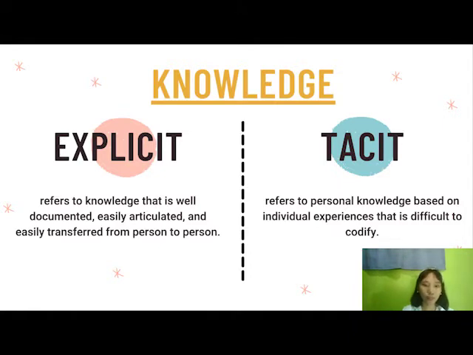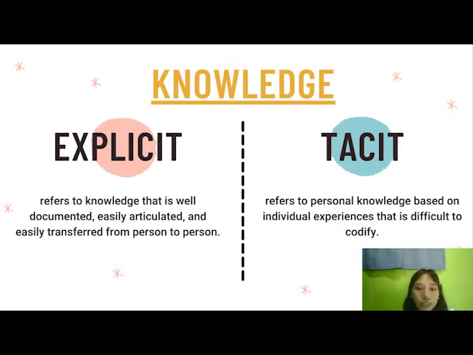Thus, it is important for us to have knowledge of the two kinds of knowledge related to informal learning, which are the explicit and the tacit knowledge. Okay. First, explicit knowledge refers to knowledge that is well documented, easily articulated, and easily transferred from person to person. Explicit knowledge deals with knowledge that is mostly written down or structured. It is more formal and easily shared. Examples of these are the company's data sheets, research reports, and policies.